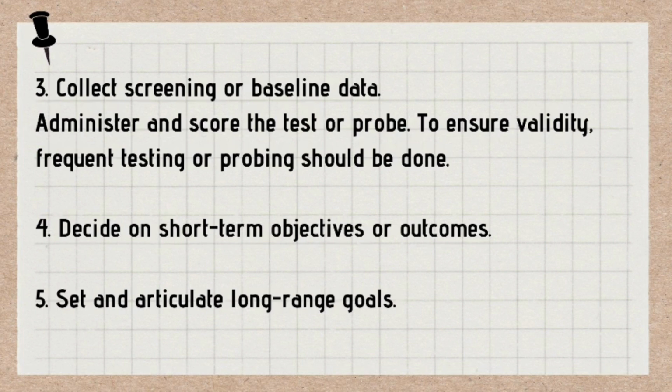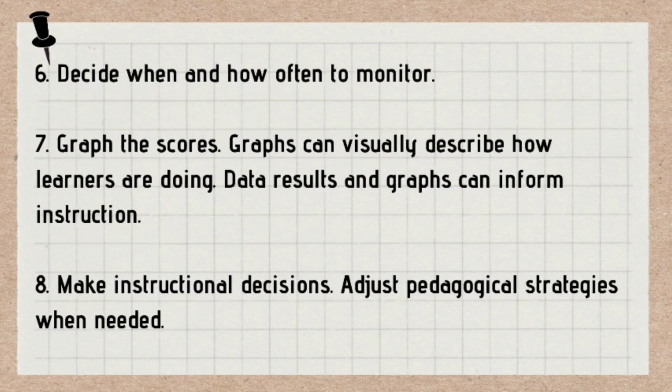Step number 5, set and articulate long range goals. So a long term goal takes several weeks, months, or even a full school semester or year to achieve. An example of it is to improve an overall grade of a student by the end of the semester. Step number 6, decide when and how often to monitor. We should know when is the perfect time to do this.